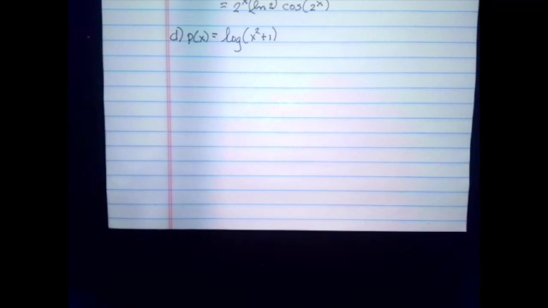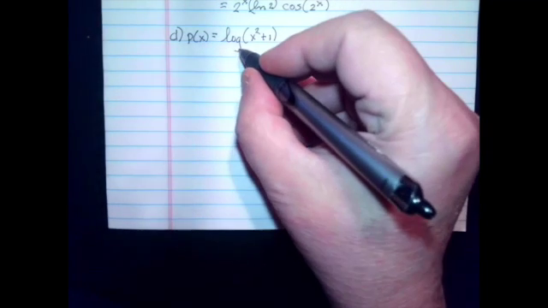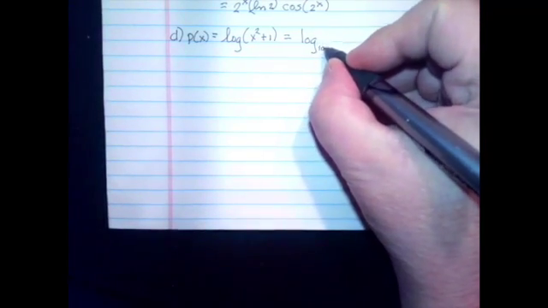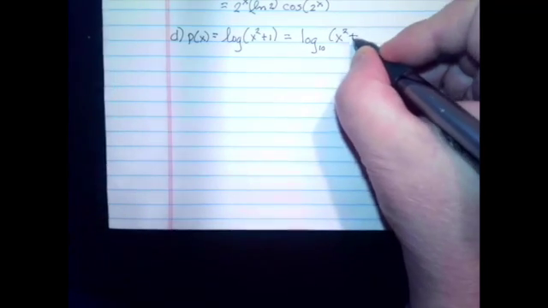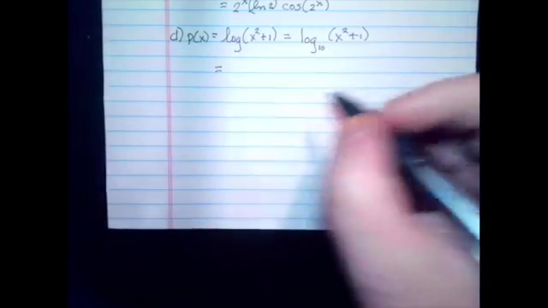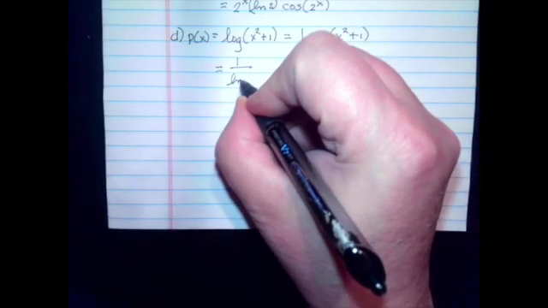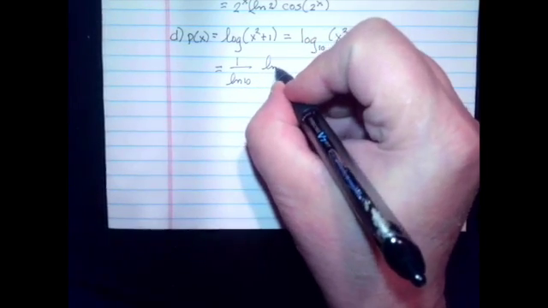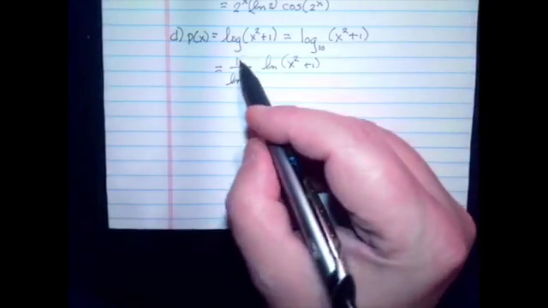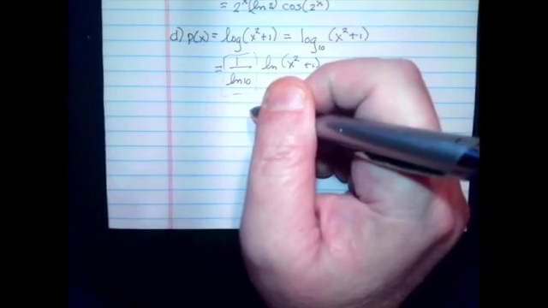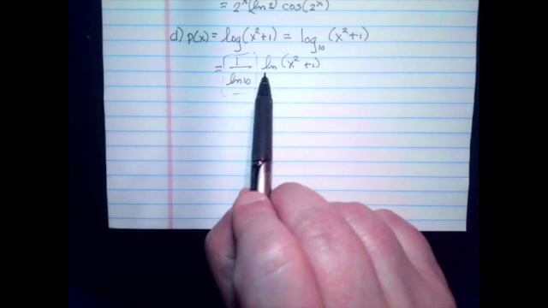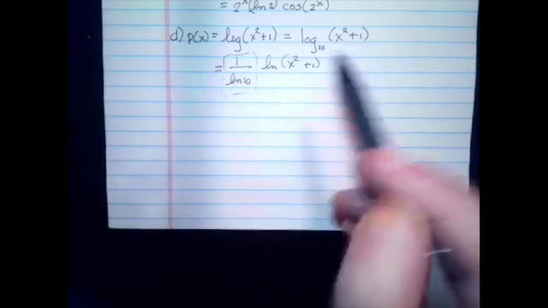1d, we are asked to differentiate the log of x squared plus 1. This logarithm does not have a base, so it's understood to be the common logarithm, that is the base 10 logarithm of x squared plus 1. So let's write this in terms of natural logs. It's the same thing as 1 over the natural log of 10 times the natural log of x squared plus 1. Now, this is a constant. So when we differentiate, we will have this constant, 1 over natural log of 10, times the derivative of this function, natural log of x squared plus 1.